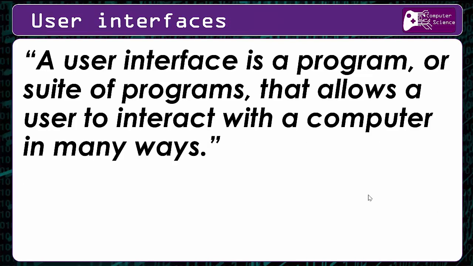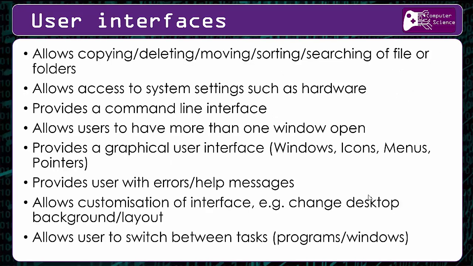So, operating systems also provide user interfaces. Essentially a user interface is a program or a suite of programs or software that allow the user to interact with the computer in many ways. It's the bit that allows a human to interact with a computer. It will allow you to copy, delete, move files. It will allow you to access system settings, such as having a look at the hardware that's installed. It may also provide you with a command line interface, which we'll look at in more detail shortly.